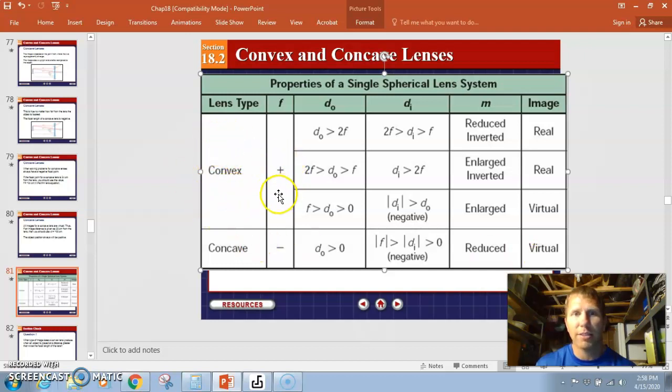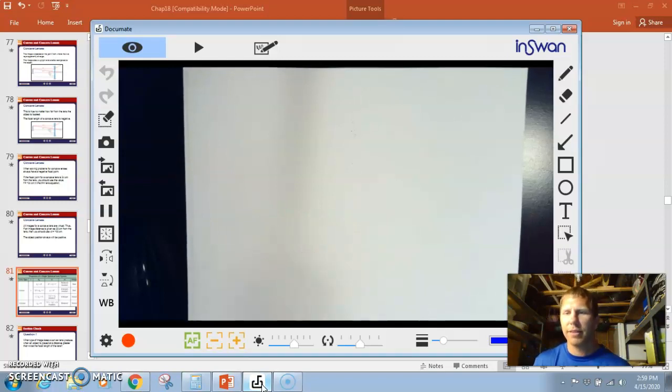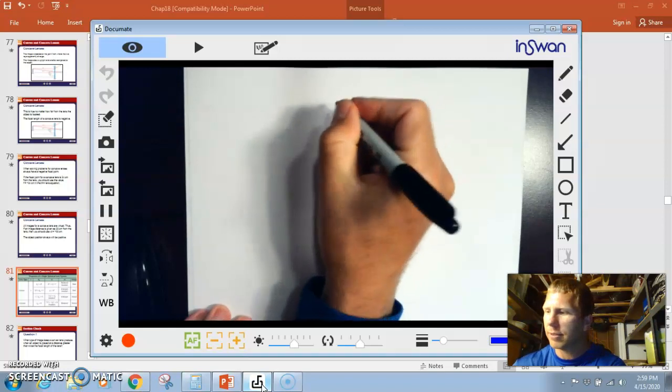Okay, here was the convex lens. Convex lens always has a positive focal length, and then depending on the scenario, you can get 3 different situations. If we're inside of the focal point, we will get a negative image distance. It'll be larger and virtual. And if we are outside of twice the focal point, it will be reduced but inverted, upside down, and real. But if we're between the focal point and twice the focal point, it will be considered enlarged, upside down, and real. Okay, so let's do one problem here dealing with the concave lens.